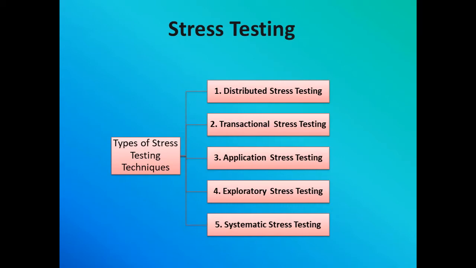And the fifth one, systematic stress testing, which means it is used to test many systems that run on a server. It enables the testing team to detect defects where the data of one software blocks another software. These are the types of stress testing.